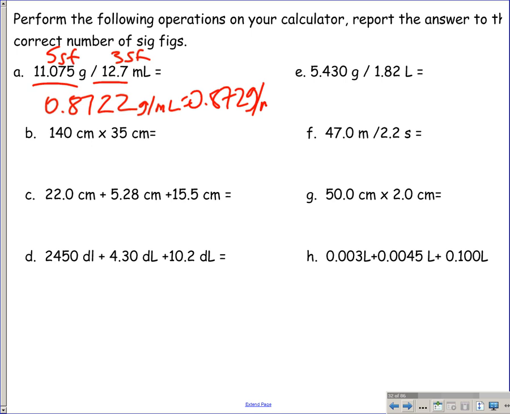0.872 grams per milliliter. So all I did was I saw that this 2 was lower than 5. See how that affects that number? It doesn't do a darn thing, so I'll leave it like that. All right, let's do another one.